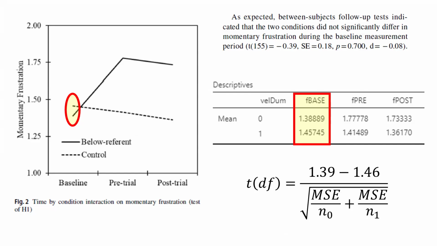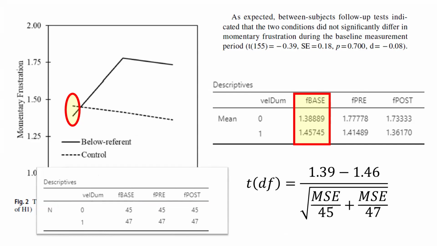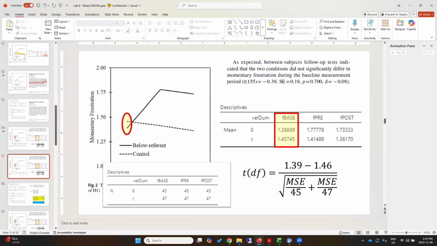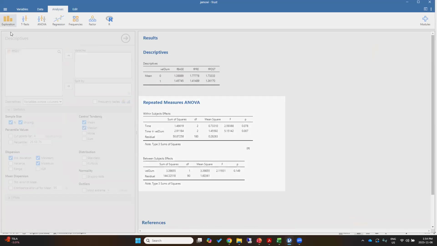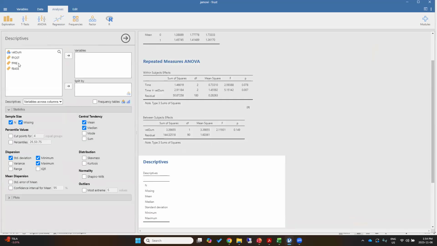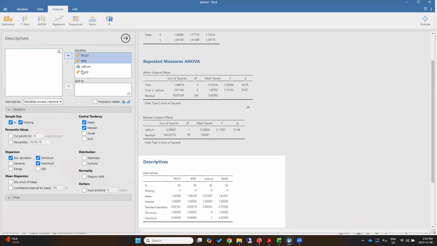So the sample size for the 0 condition, that's the below referent, and the sample size for the 1 condition, that's the control group. So let's go and grab those sample sizes first. You can see I put the descriptives here. I did this the same way I got the means before. If we go over to Jamovi and I go to Explore and then Descriptives and I move over my variables, well, let's put them in order. Okay, hold on, bear with me.